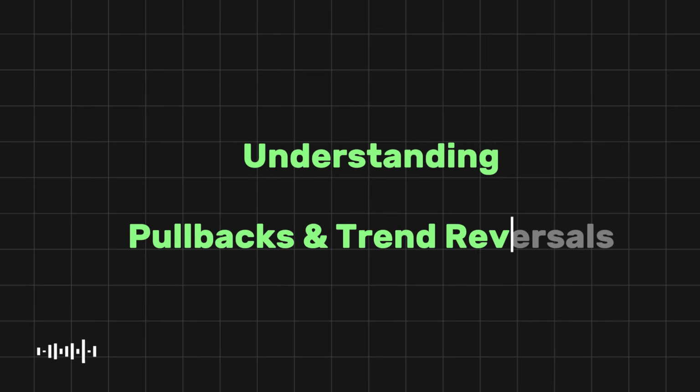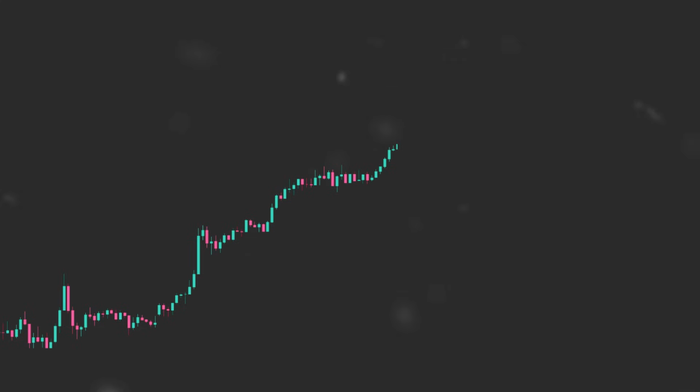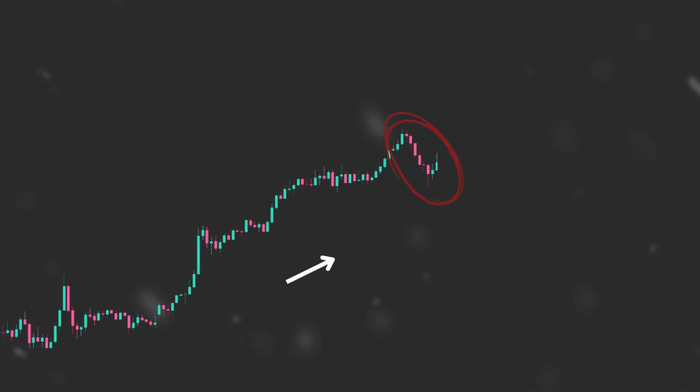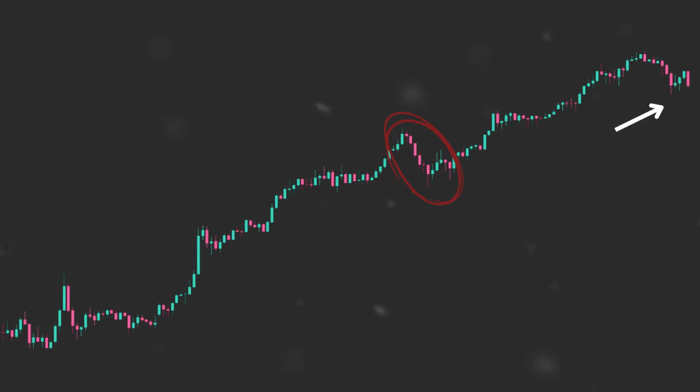Understanding pullbacks and trend reversals. First, let's understand what a pullback and a trend reversal is. A pullback is a simple and temporary pause in the market. It happens when the price takes a short break or corrects slightly within the existing trend. Importantly, a pullback does not mean the trend is ending. The market is just taking a breath before continuing in the same direction.